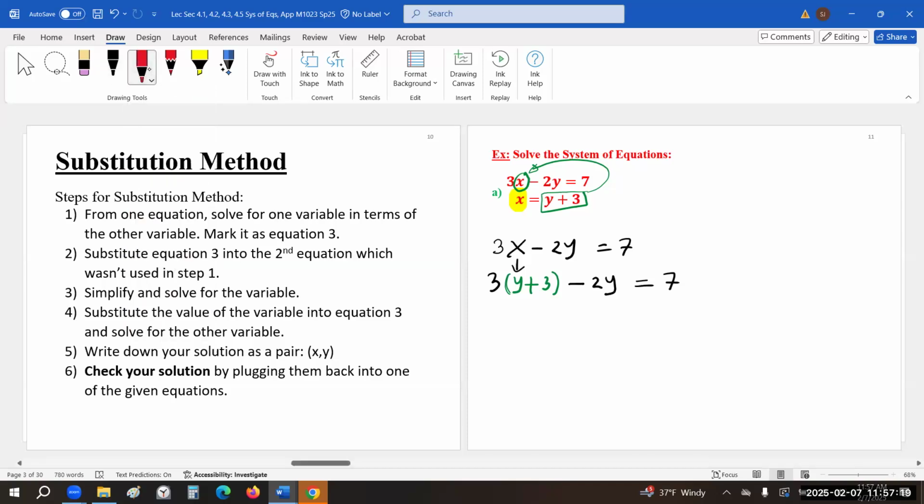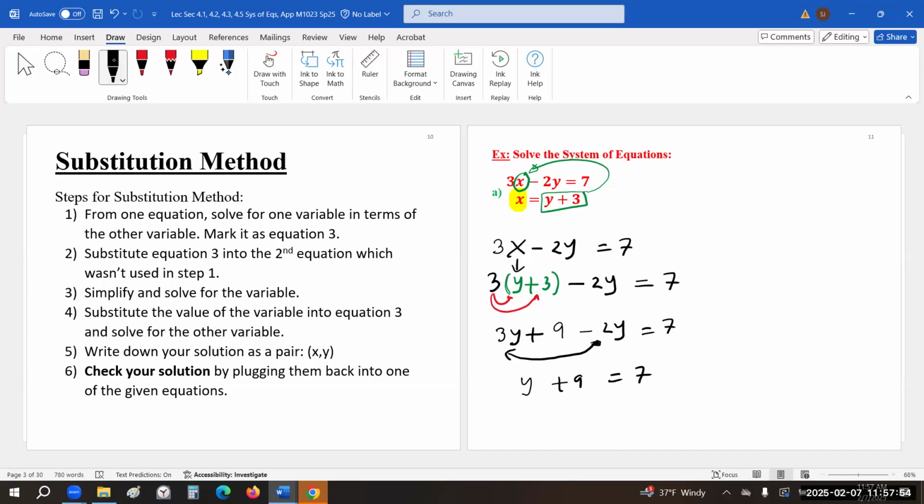So how do you solve for y? Distribute. So we are going to distribute. We get 3y plus 9. And we still have our 2y and we still have our 7. And then we have like terms, right? Let's combine them. How much is 3y minus 2y? Y. So we have y plus 9 equals 7. And now we can easily solve for y.